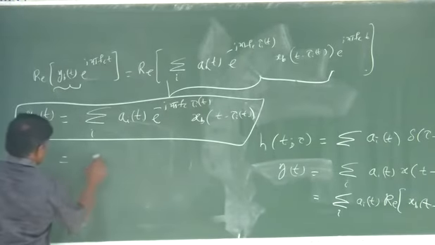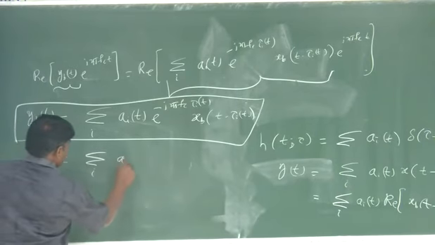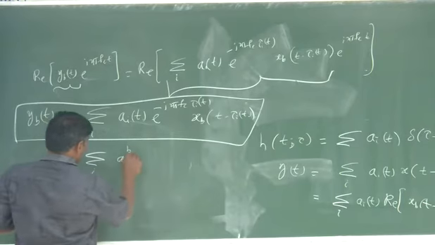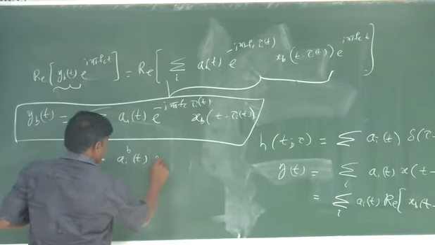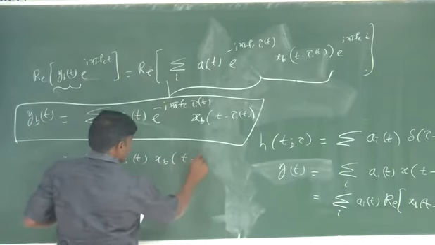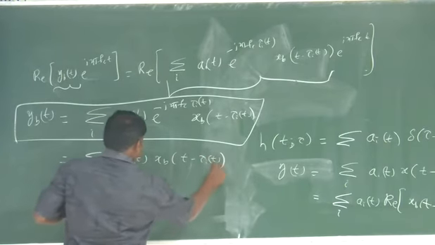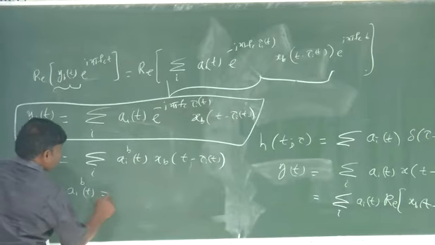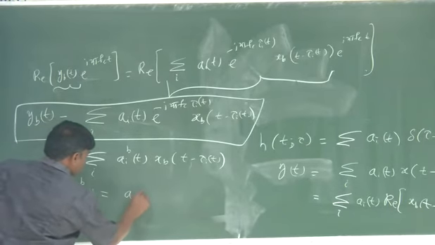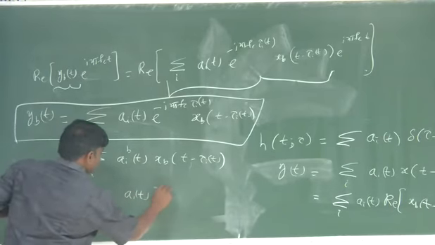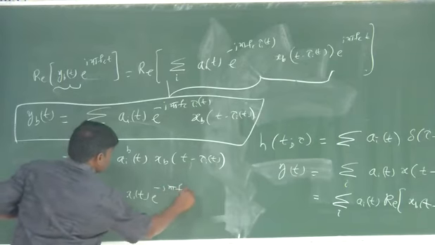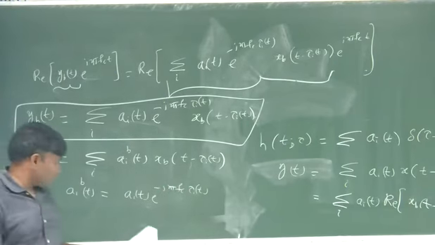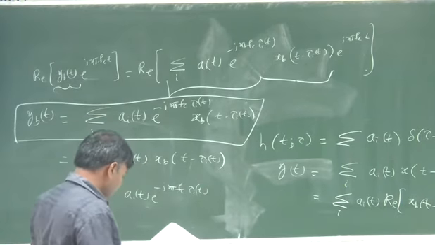This I will write as a_i(t) times x_p(t minus tau_i(t)), where a_i(t) is defined as a_i(t) to the power of minus j 2 pi f_c tau_i(t). Here we will come back now.